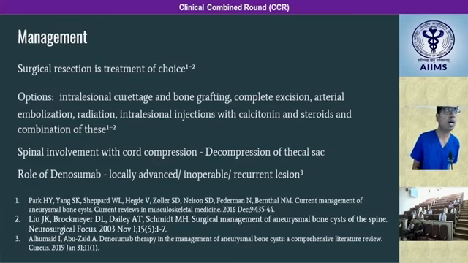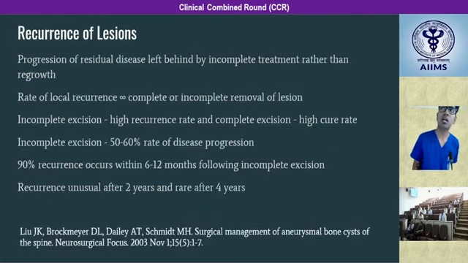Regarding the role of denosumab in a comparative literature review, it's actually not FDA approved for aneurysmal bone cyst, but in cases of locally advanced, inoperable or recurrent lesions, denosumab has a role and it has been used in literature.